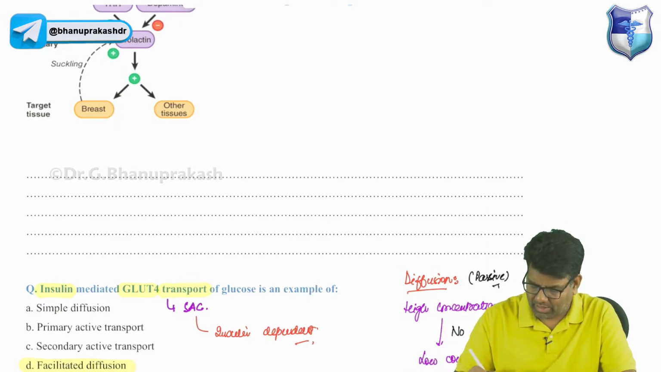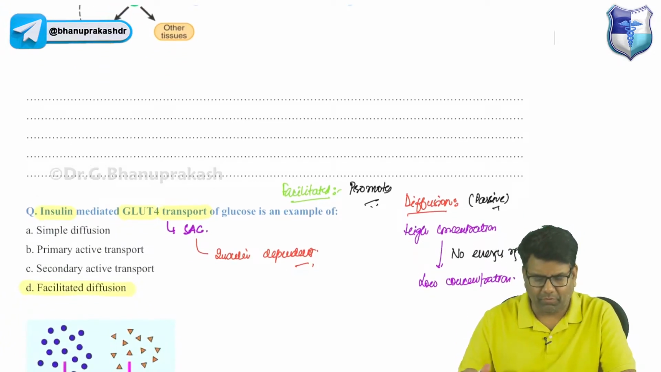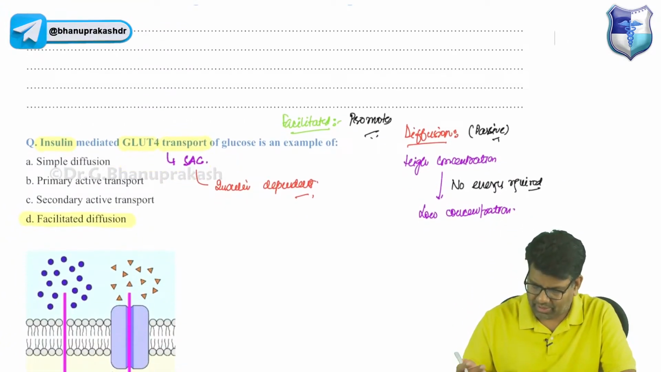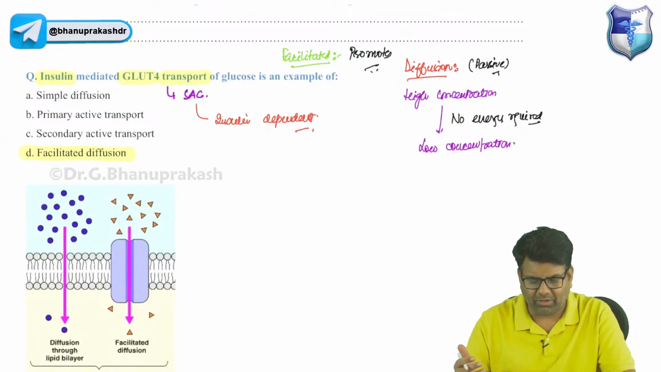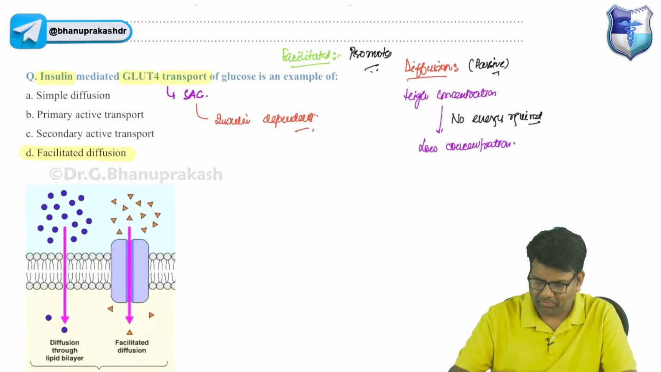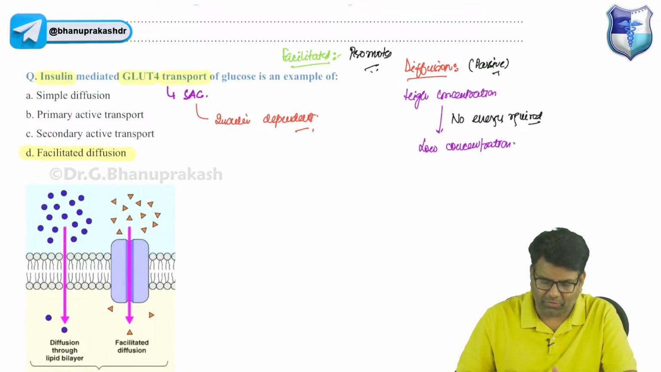Yes, perfect. And in facilitated, now what is this word facilitated? Facilitated means, in simpler words, promotes. So facilitated diffusion means it will promote the diffusion along the concentration gradient, of course using carrier proteins. So this is facilitated diffusion, which is a sort of passive transport. Yes, Raghu, you are absolutely right. So GLUT4 insulin mediated transport is actually facilitated diffusion. Please remember.